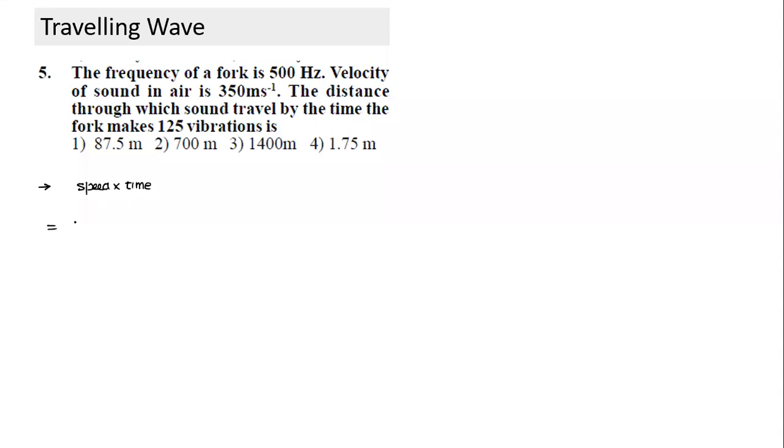Speed is given as 350. See, it makes 500 oscillations in 1 second. So how much time will it take to make 125 oscillations? The time taken for 125 oscillations will be equal to, that will be speed, sorry, that will be speed into that many meters it will travel.